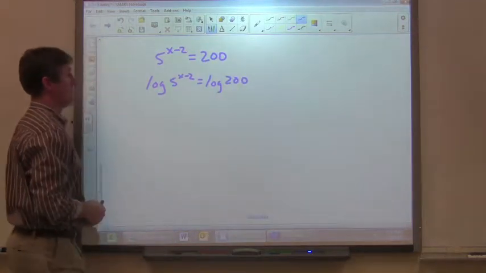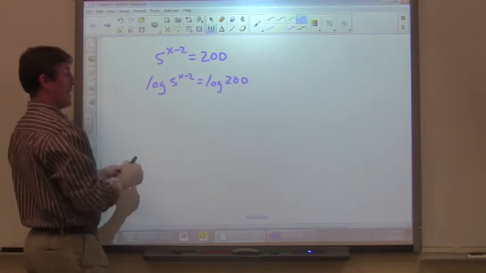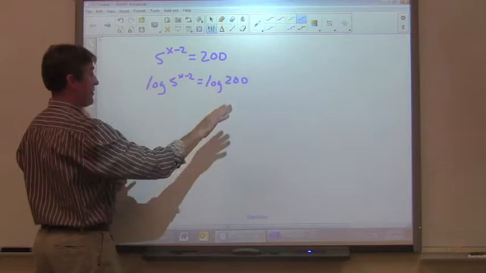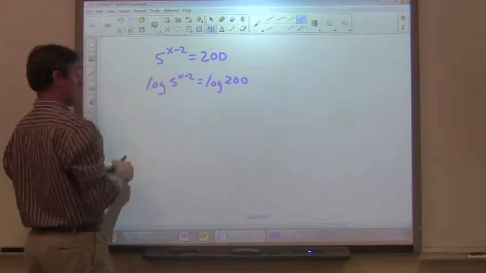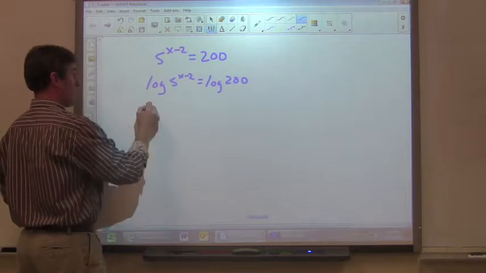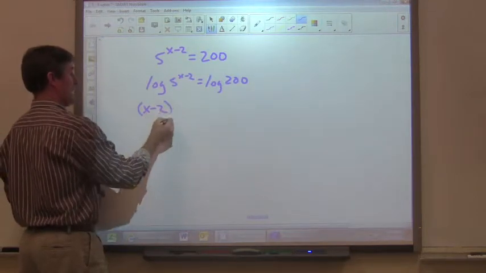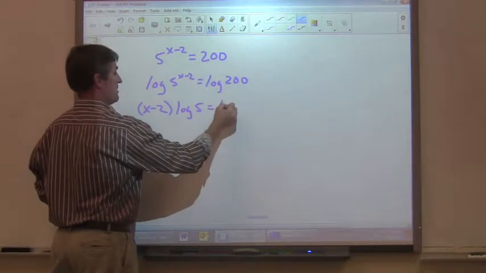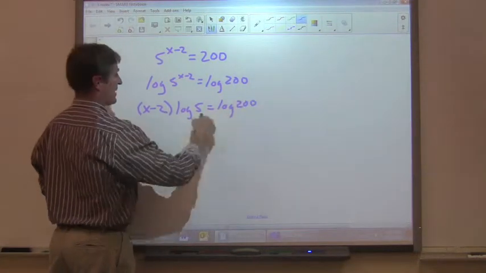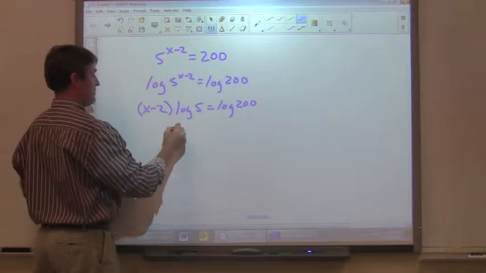Equals log 200. Again, I could change this to a decimal right now, but I'm going to wait. The power, remember, we can bring in front of the logarithm, so I can rewrite this: x minus 2 log 5. And we get the logarithms on the same side.